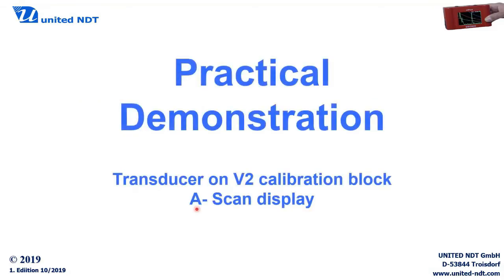Now we will do some practical demonstration again. A transducer will be placed on a V2 calibration block, and we will see the A-scan display again on the instrument itself. A bit about the V2 calibration block. In ultrasonic inspection, there are 2 major calibration blocks used, the V1 and the V2. When you hear about that, you should just know that they exist and you can do certain things with them. We are not going deeply into the calibration blocks in this course, but in other courses it's of course very, very important when you go for a level 1 or level 2 training course.